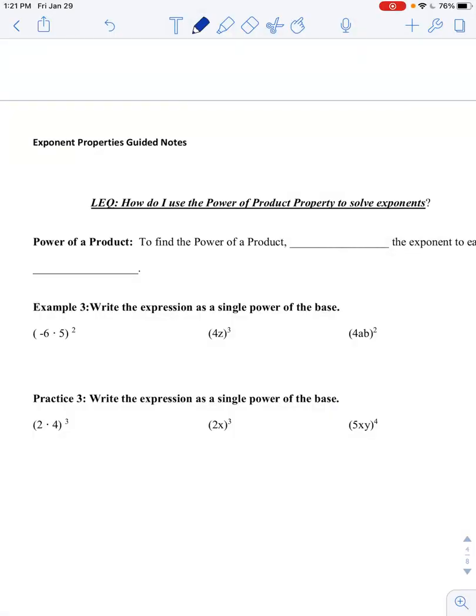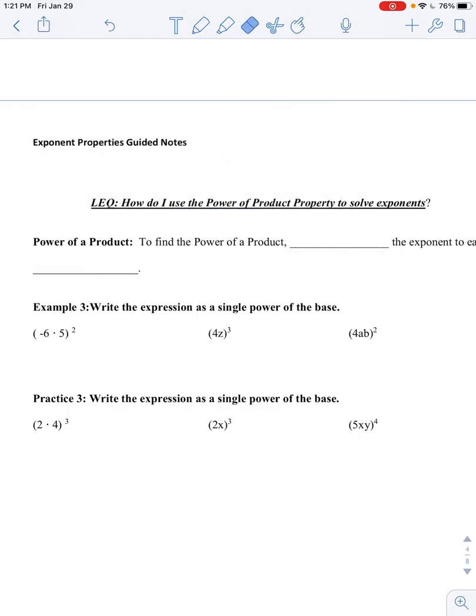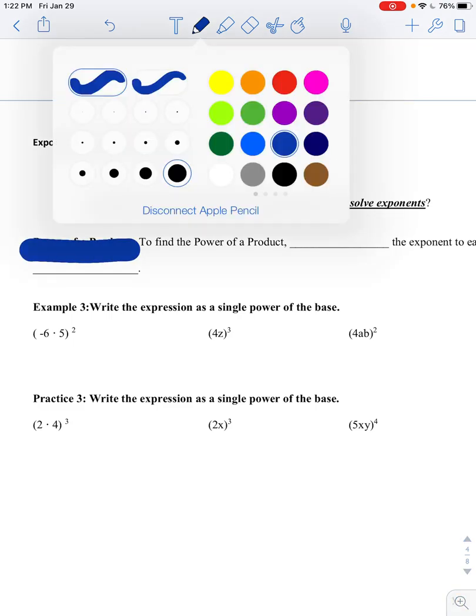Okay, our next exponent property is power. Whoa, that's huge. Power of a product property. Why does it keep doing that?